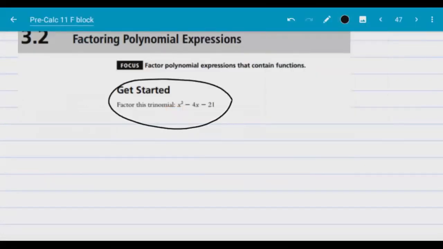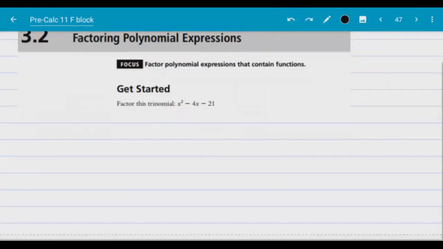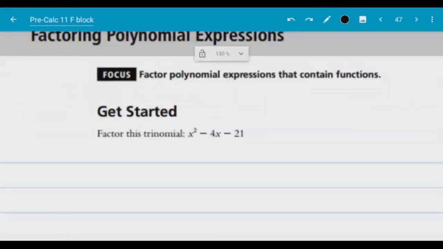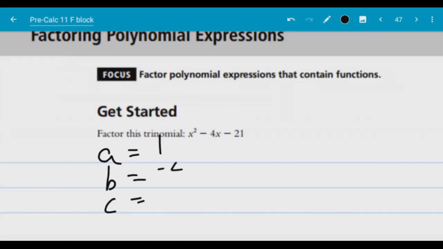So factor x squared minus 4x minus 21. To be able to do this, what we need to do is figure out two numbers that multiply to negative 21 and add to negative 4. So if we go by what we learned the last time, we look for our a value, our b value, our c value. Our a value is 1, our b value is negative 4, our c value is negative 21.